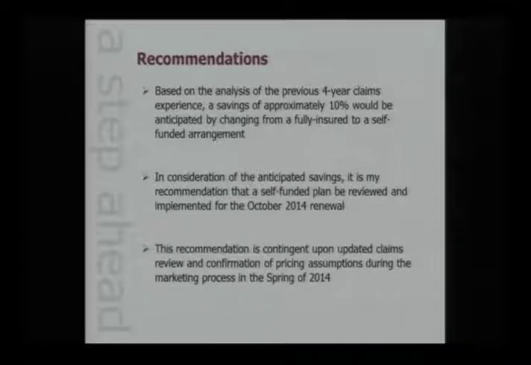This recommendation is contingent upon updated claims review. We would want to have the most recent claims experience so that we can see if there's anything that's come across that could cause us to possibly change that recommendation. The fixed costs that were provided to us by Anthem, we'd want to confirm at the renewal in October of 2014. So again, it's contingent on making sure that the future claims experience has run as it has in the past, and if that's the case, I feel very confident that you'd benefit from going in that direction. And again, that's my recommendation.